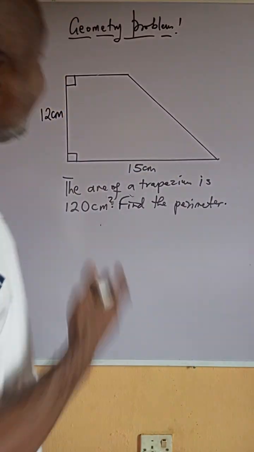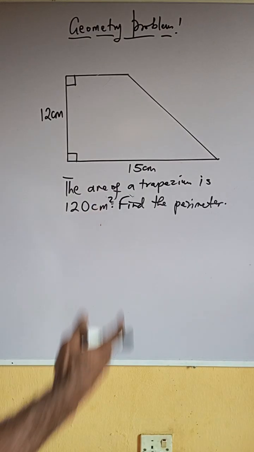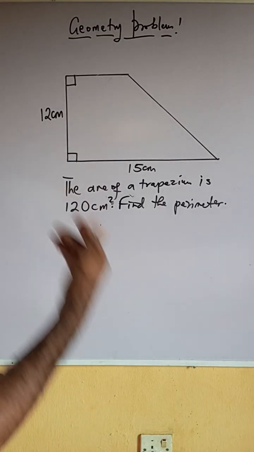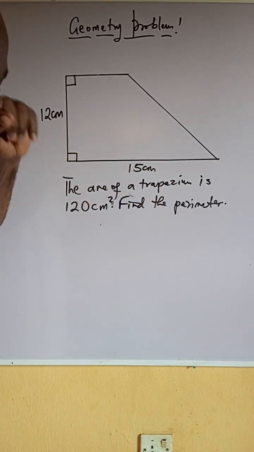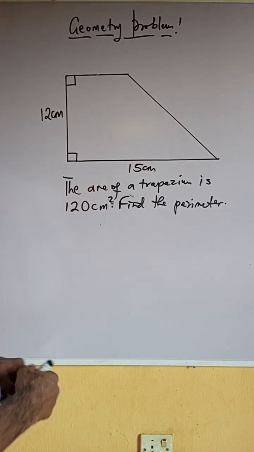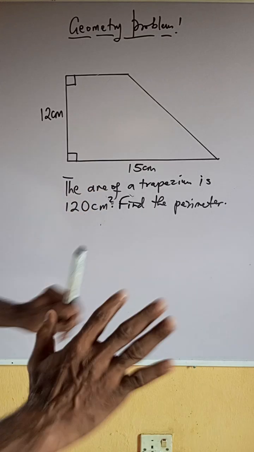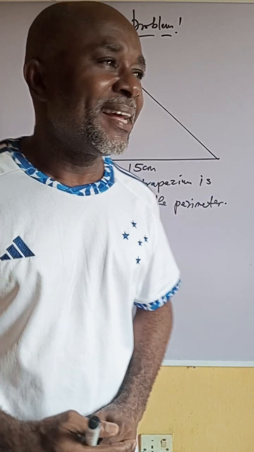Let's quickly attend to this problem that has to do with geometry. We are asked to determine the perimeter of this shape, given that the area is 120 centimeter. Relax, it's so easy. I'll take it step by step.